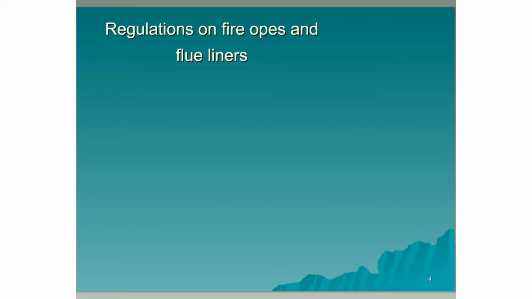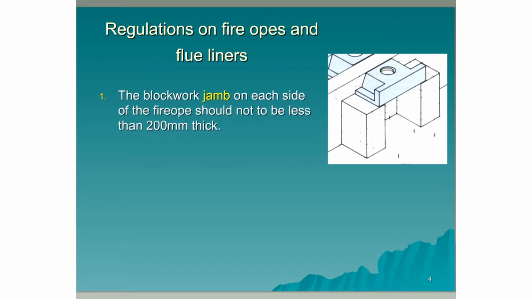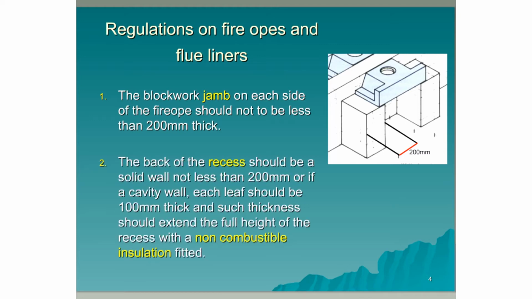Regulations on fire opes and flue liners. The blockwork jamb on each side of the fire ope should not be less than 200 mm thick. The back of the recess should be a solid wall not less than 200 mm, or if a cavity wall, each leaf should be 100 mm thick, and such thicknesses should extend the full height of the recess with a non-combustible insulation fitted into the cavity.